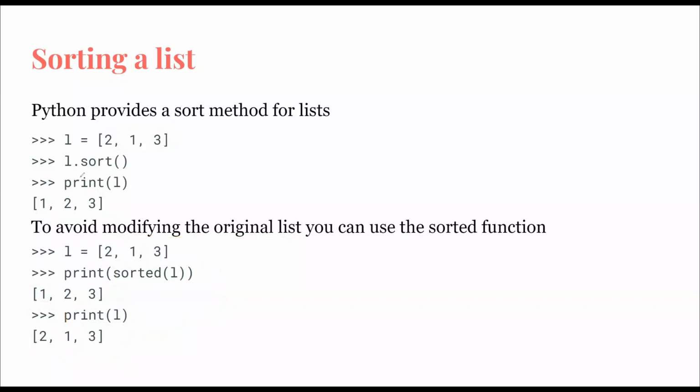So the difference is that one is l.sort, a function that you put with a dot. The other is sorted, taking the list as an input.